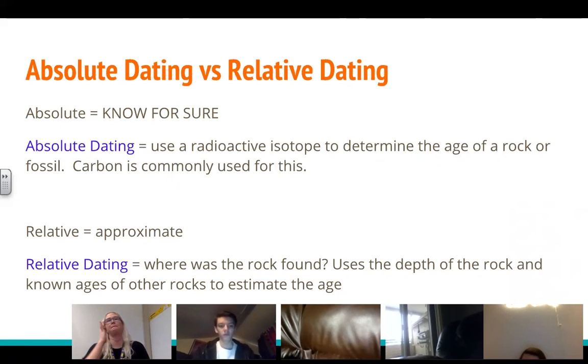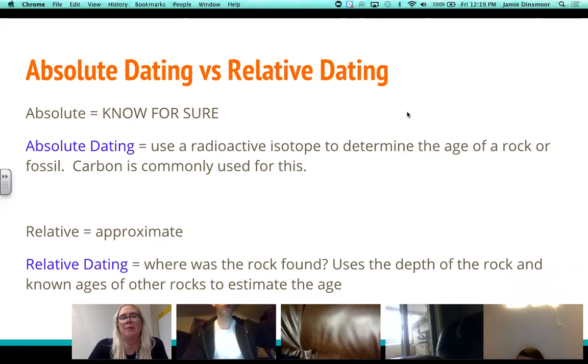Pretty cool. So we can do the same thing with rocks, which is maybe less cool than bones, but still. We can take a rock, we can take the carbon out of it, we can see how it's decayed over time, and we can determine how many millions of years old the rock is.